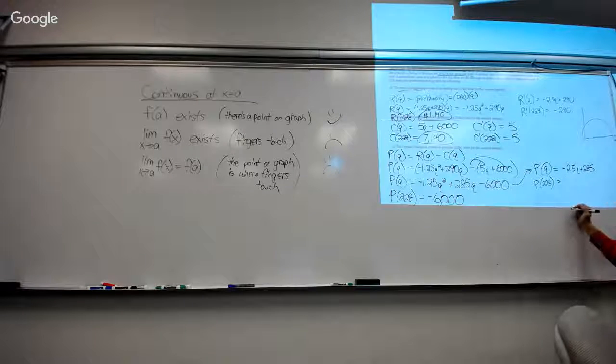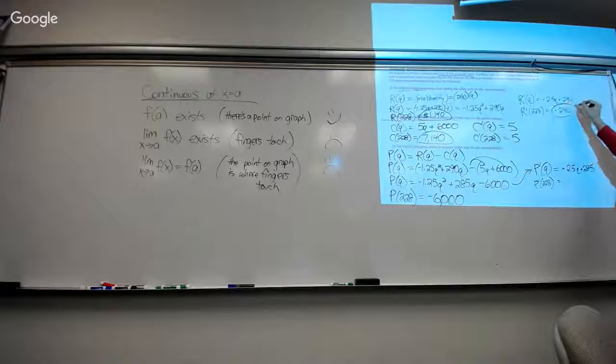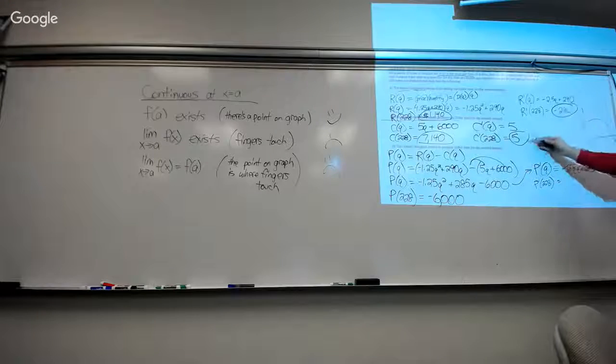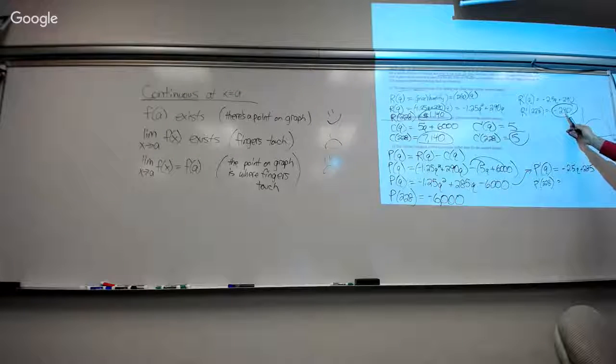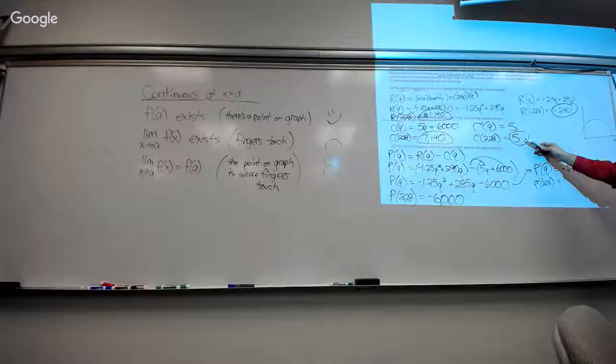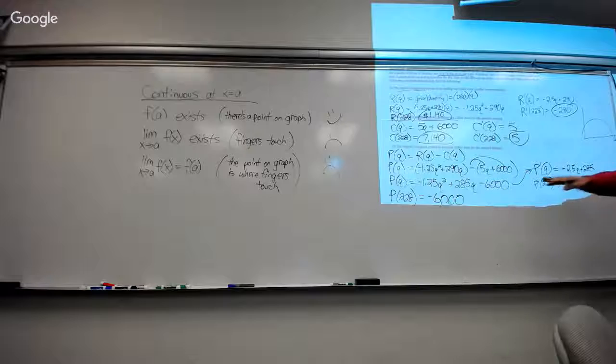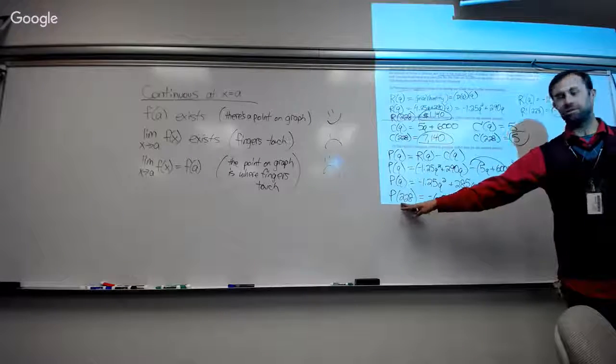Now, by the way, should we also know this? What will our marginal profit be from the 228th item? If we go ahead and subtract marginal revenue minus marginal cost, that'd be negative 280 minus 5. So what should the answer be? It should be negative 285. Well, let's find out. If we plug in negative 2.5 times 228 plus 285, indeed, the answer is negative 285.